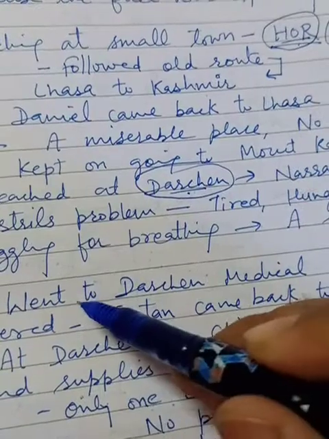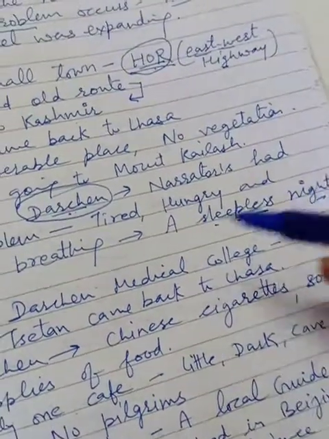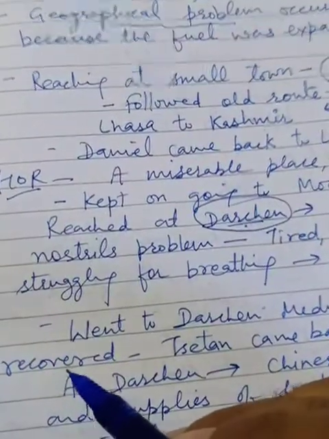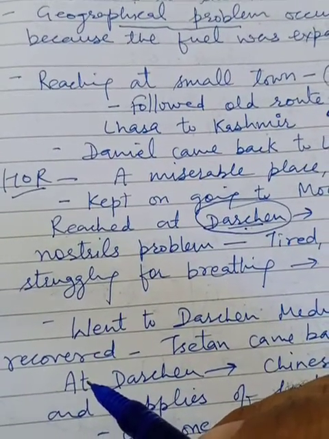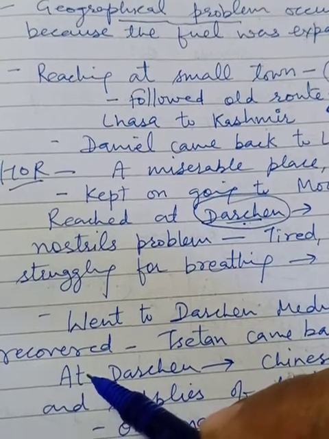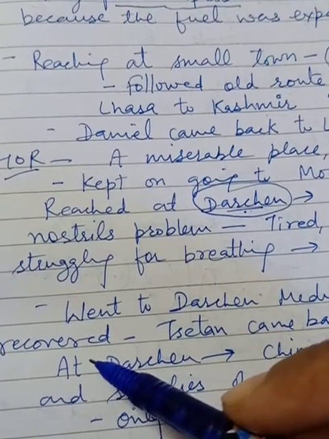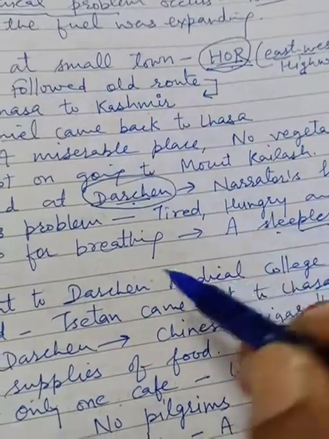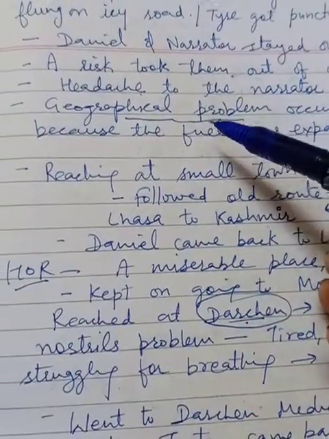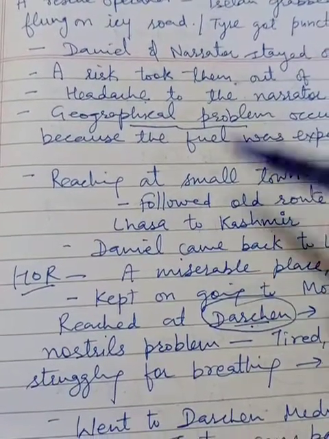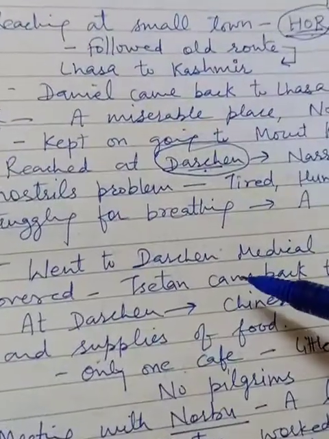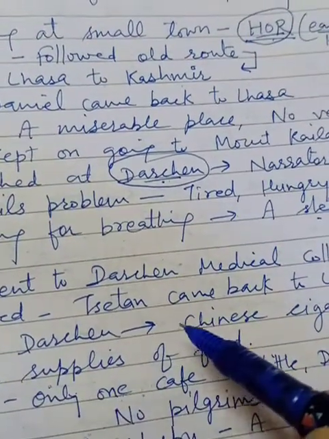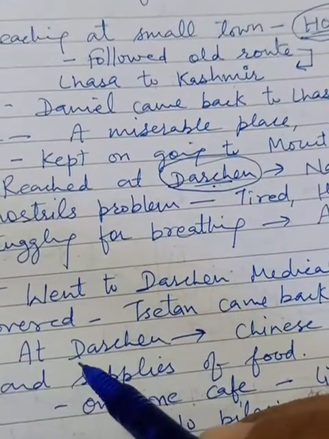Next morning he went to Darchan Medical College with Sitan and recovered there. The doctor gave him some medicine and he felt comfortable, and the next night he could sleep. Sitan came back to Lhasa. Now, my dear children, at Khor Daniel went back, and now at Darchan Sitan went back. So he is alone. At Darchan, what did the narrator see?